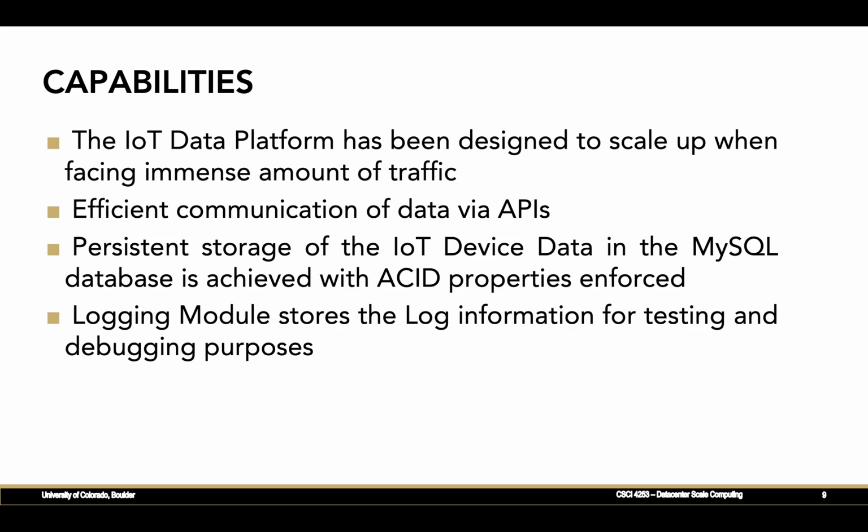Let's go over the capabilities of the system. The IoT data platform has been designed to scale up when facing an immense amount of traffic. We have set up our system such that it can handle more than 200 to 300 customers concurrently. Efficient communication of the data via APIs has been achieved using a Flask server, which allows users to onboard themselves and publish their IoT data to us. Persistent storage of the IoT device data in the MySQL database is achieved with the asset properties enforced. The logging module stores the log information for testing and debugging purposes.